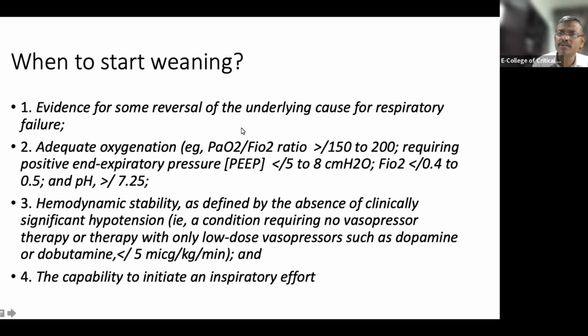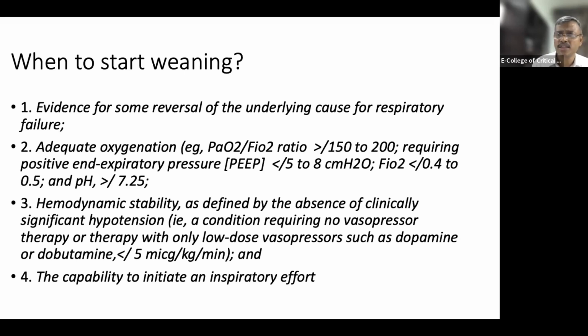So some reversibility of the underlying disease for which you intubated should be there. Oxygenation should be good with less FiO2, less PEEP. Patient should be stable. Stable means hemodynamic stability. If you require a small dose of adrenaline or noradrenaline, it is okay. Patient should not require 2 or 3 vasopressors when you start weaning. Never do that. Whenever the patient is on a larger dose of vasopressor, don't ever try to wean. That weaning will fail because hemodynamic stability is one of the major criteria.